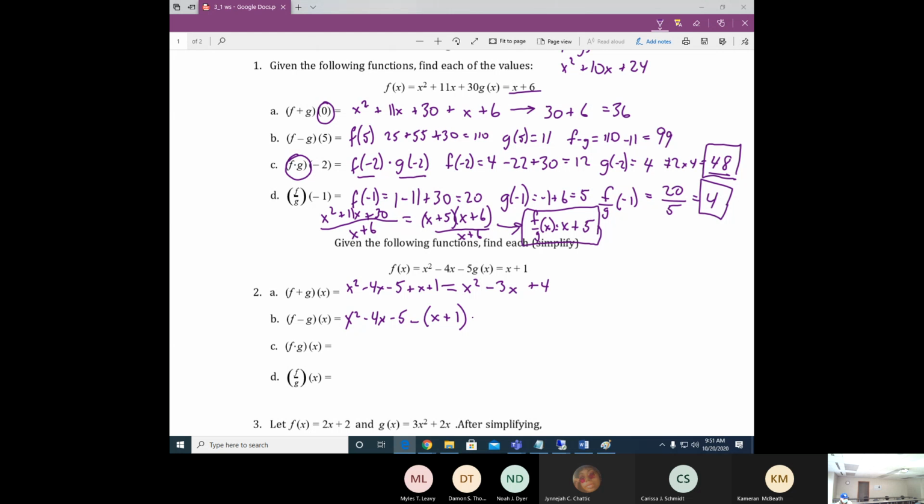Then you remember that it's x squared minus 4x minus another x, minus 5x, minus 5, and then doing another minus 1 because the 1 is inside there. So that becomes minus 6.